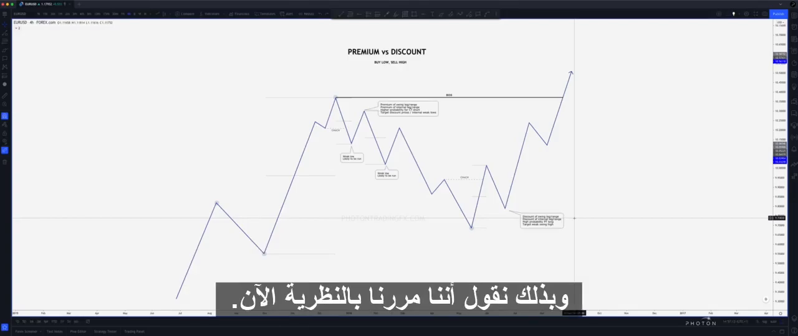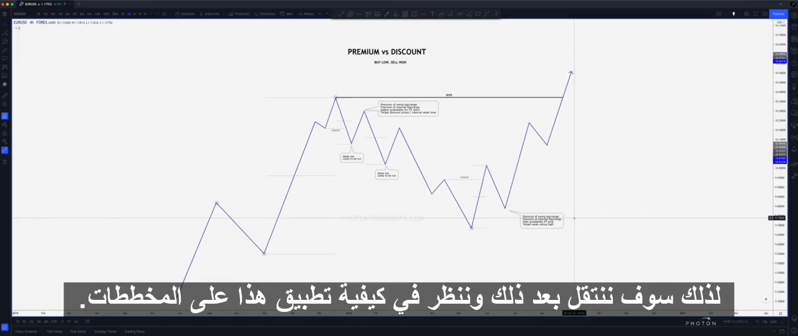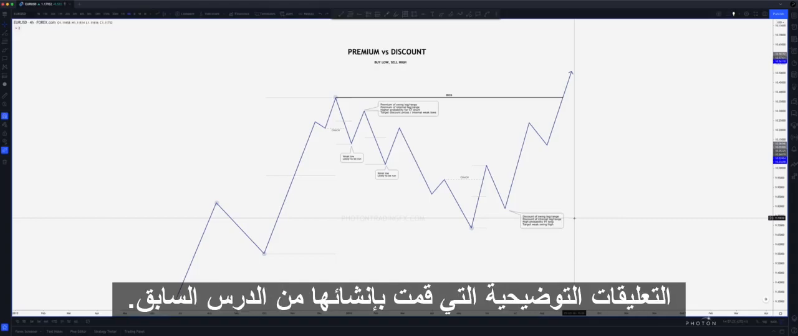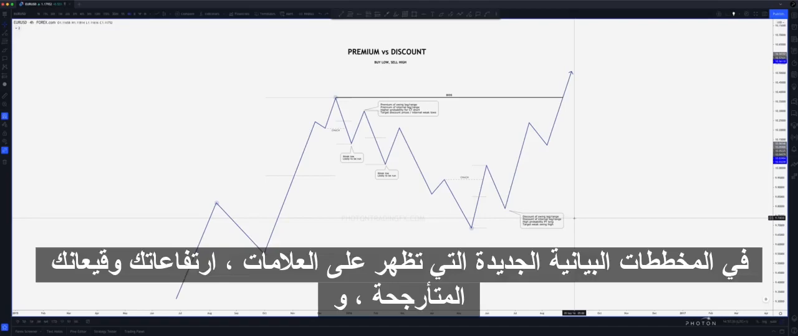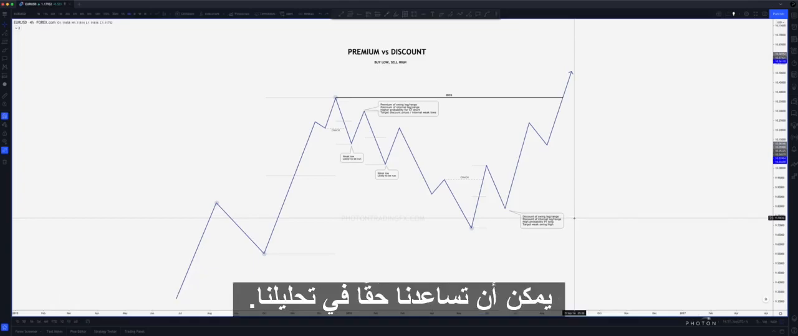So with that said, we've gone through the theory now, so we'll next go and look at how we can apply this to the charts. Hopefully you guys have saved down the drawings and annotations that you have done from the previous lesson on the markups in your charts, marking out your swing highs and lows, and we can now go and apply this and have a look and see how this can really aid us in our analysis.